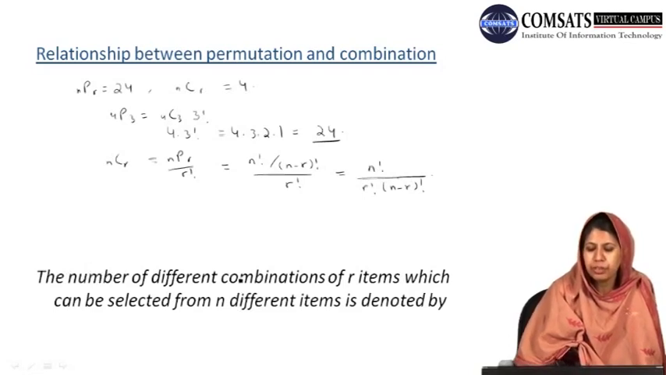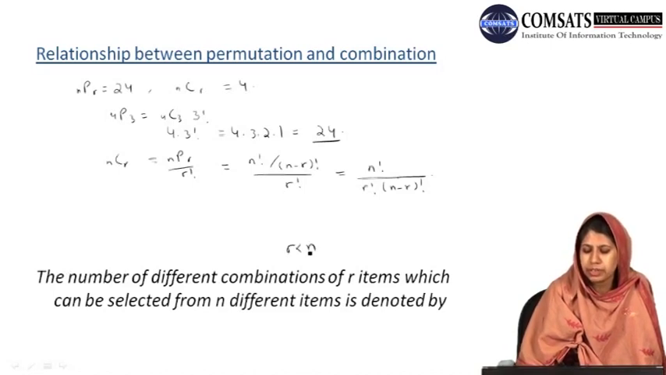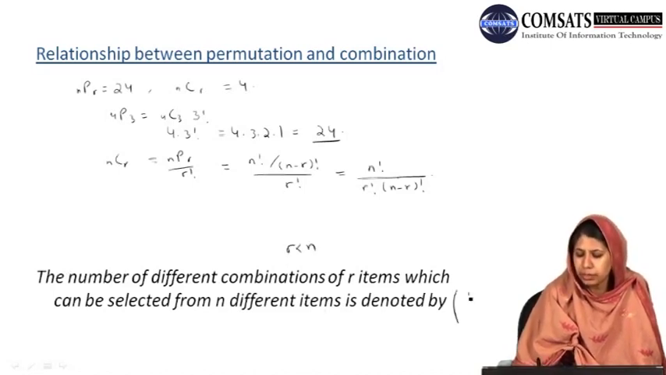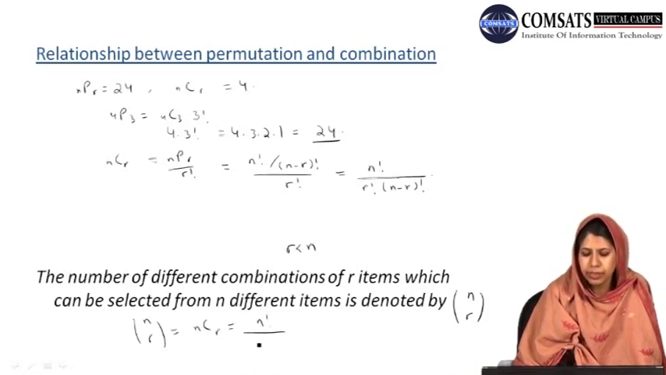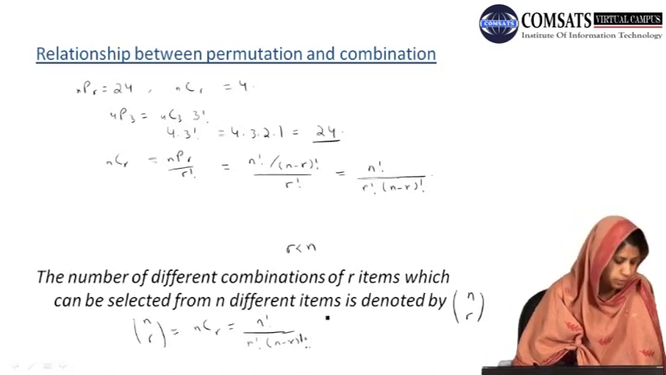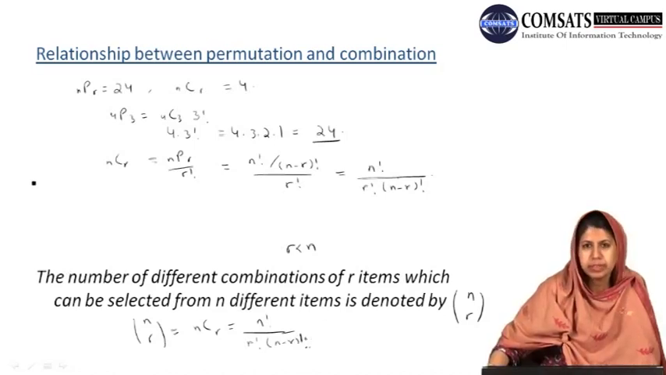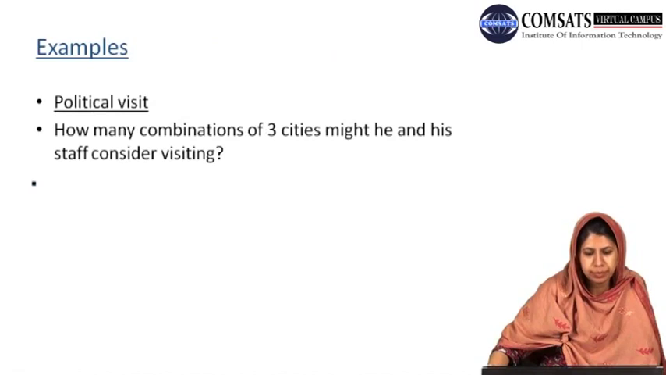And the number of different combinations of r items which can be selected from n different items, where r is less than n, is denoted by the brackets (n r). That is, (n r) is the same as writing nCr, which is n factorial over r factorial into n minus r factorial. So now we look at some examples of combinations.